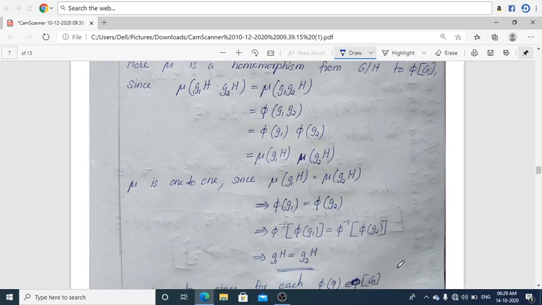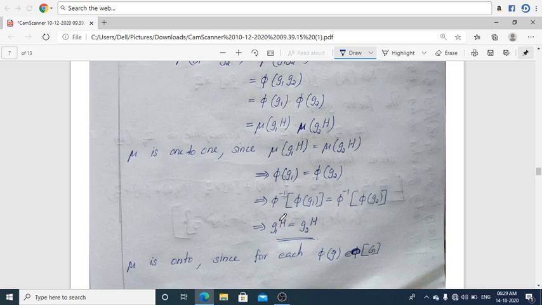Then what is phi inverse of phi of G1? നമ്മൾ ഒരു തിയറം ഡിസ്കസ് ചെയ്തിരുന്നു. If H is a kernel of a homomorphism, then phi inverse of phi of A equal to AH, that is equal to HA. So we say that phi inverse of phi of G1 equal to G1H. Also phi inverse of phi of G2 is G2H. So G1H is equal to G2H. So mu is 1-1.